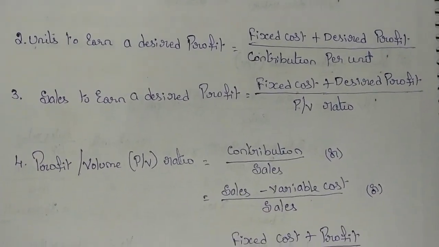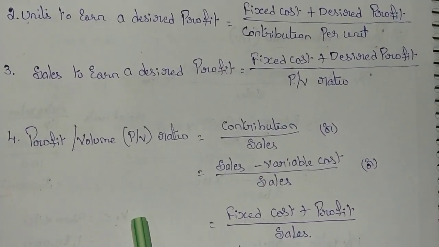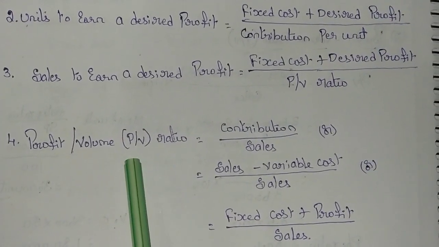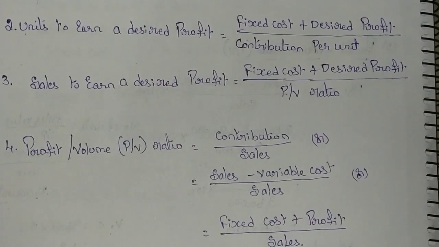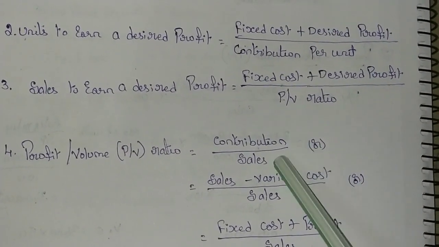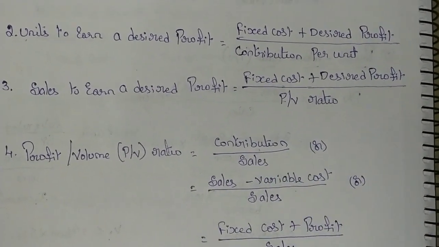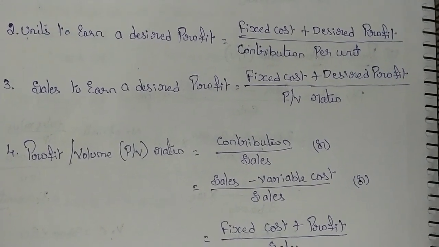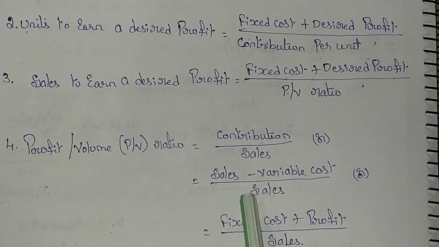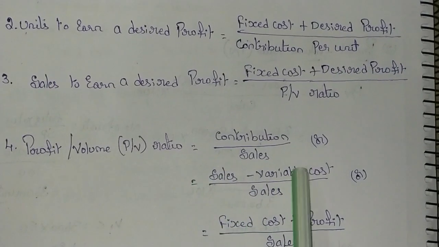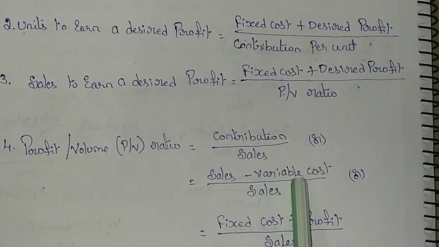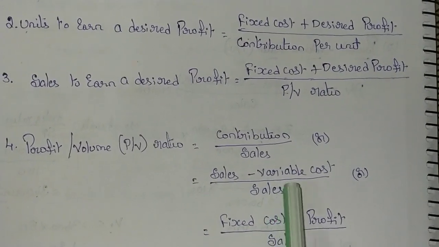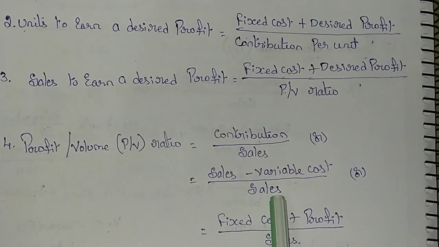And the next formula is profit volume ratio, which we shortly call the PV ratio. The formula is contribution by sales. So in the problem, if the contribution is not directly given, then we can utilize this formula: sales minus variable cost will give you the contribution. So sales minus variable cost divided by sales gives you the profit volume ratio.